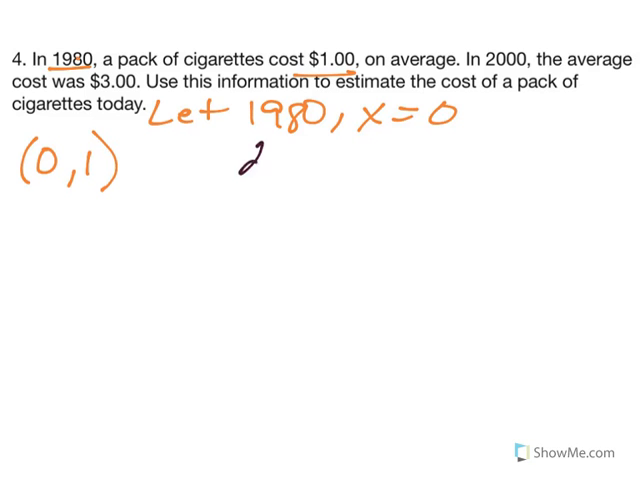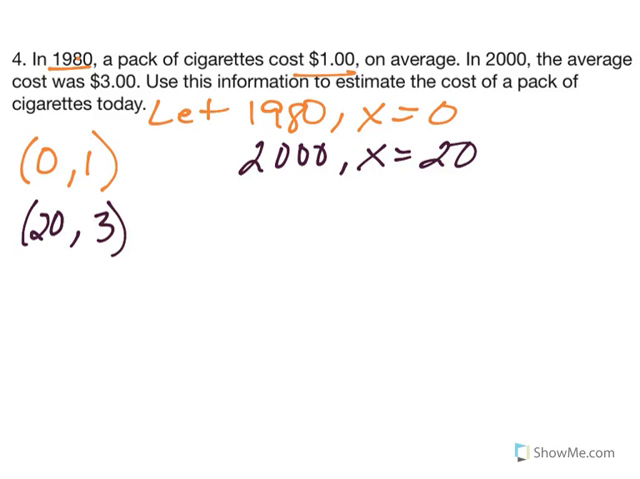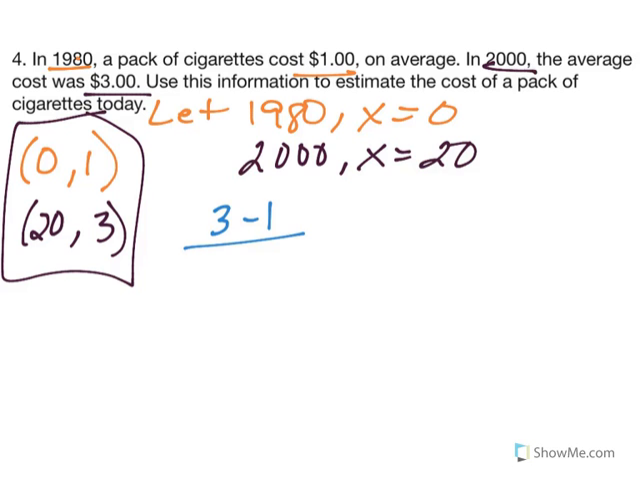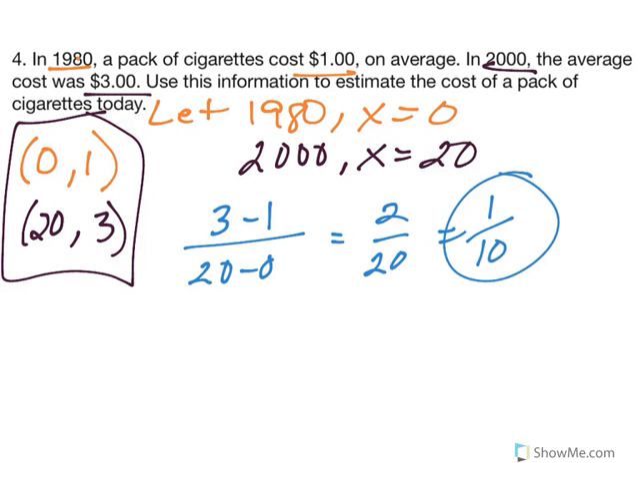So then 2000, that's 20 years later, so x would be 20. So then I have an ordered pair of 20, 3, because in 2000 the price was 3. Now what can you do? Well, if you have 2 points, you can find the slope. So I can now say 3 minus 1 over 20 minus 0 gives me 2 over 20, or 1/10. Here's my slope. Good, I do have more room. So I can write the equation, y equals 1/10 x.